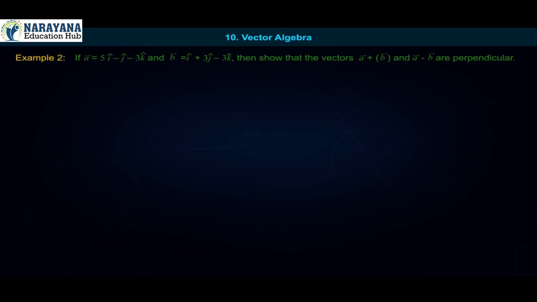Example 2. If vector A is equal to 5i cap minus j cap minus 3k cap, and vector B is equal to i cap plus 3j cap minus 5k cap, then show that the vectors vector A plus vector B and vector A minus vector B are perpendicular. Solution. We know that two non-zero vectors are perpendicular if their scalar product is 0.